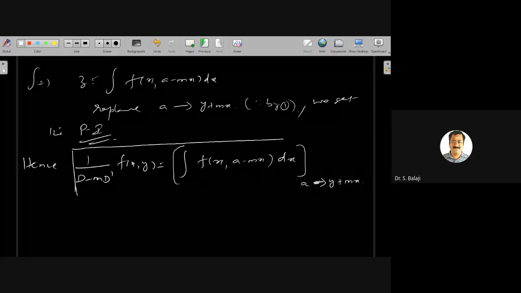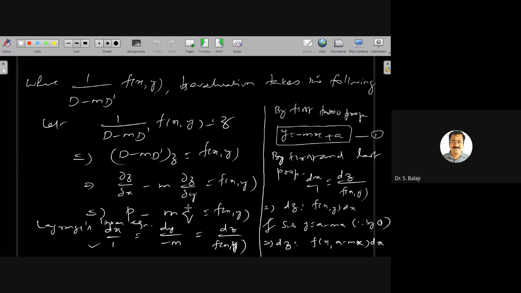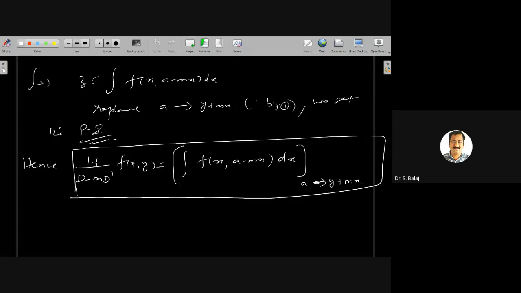Hence, for 1 by this factor, directly you can write it. No need to consider all of Lagrange's linear procedure; directly you can write 1 by D minus mD dash of x comma y. How can you integrate? Immediately you operate integration. Then x you replace as it is, y you replace by a minus mx, and then integrate. Then after integration you have to replace a by y plus mx. This will be the idea we can follow.